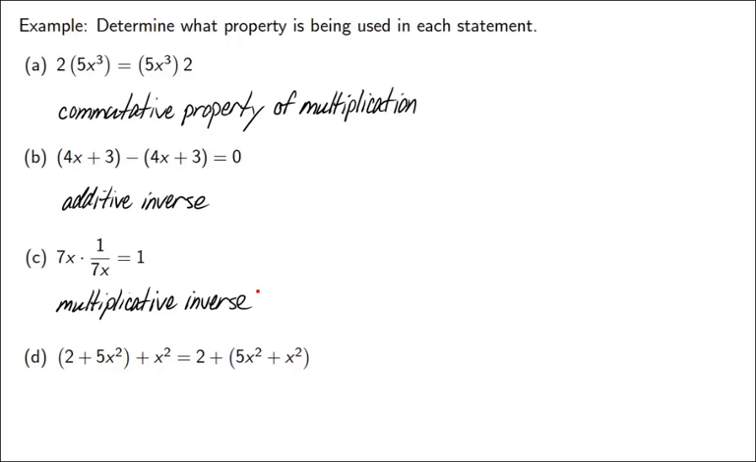And then the final example, notice we have 3 terms, and the parentheses are simply changing places. This is what we call the associative property. And just like my first example, let me specify that this is the associative property of addition.